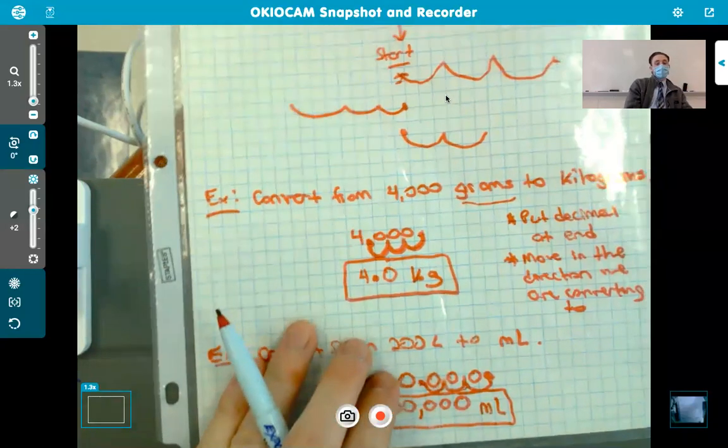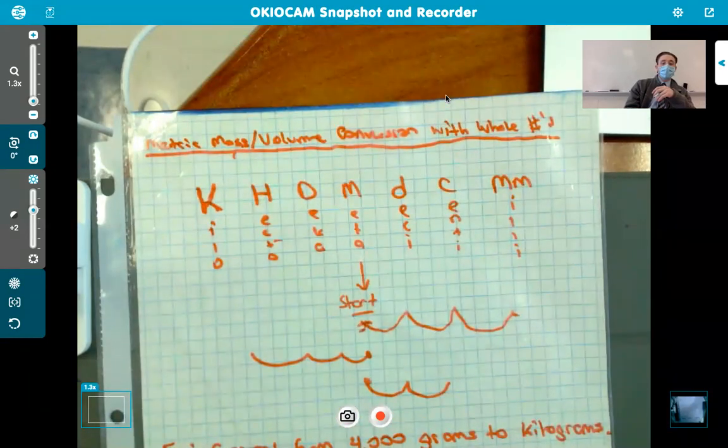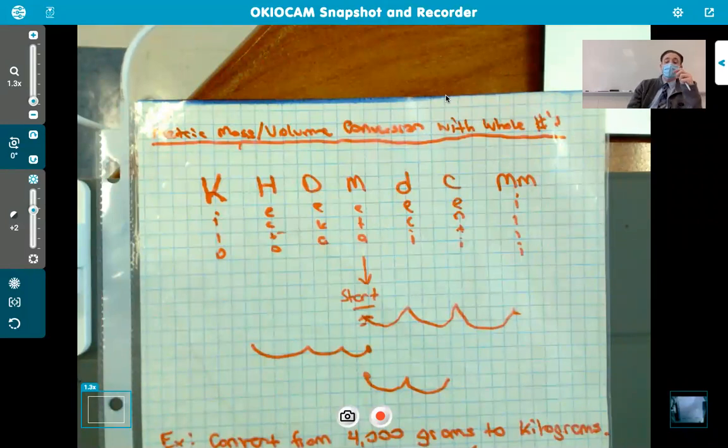Any questions about either of those two examples or anything related to converting? Please make sure that you have this written down. This is going to be super helpful for you when you are going through the problems on ALEKS tonight for your homework, and anytime that you have something like that when you're converting.